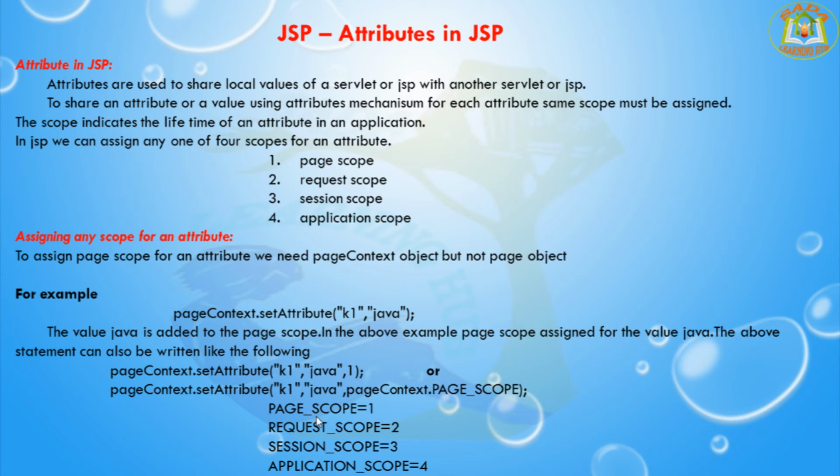Finally, getAttribute checks only that particular scope which you have given, but findAttribute is going to check all the scopes. If it is available in any of the scopes, it returns the value. If it is not available, it returns the null value.